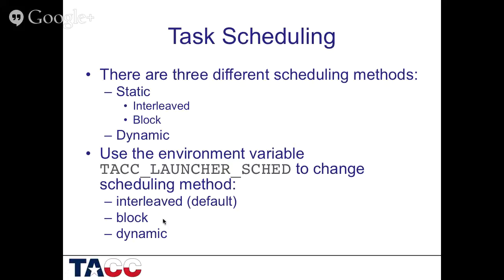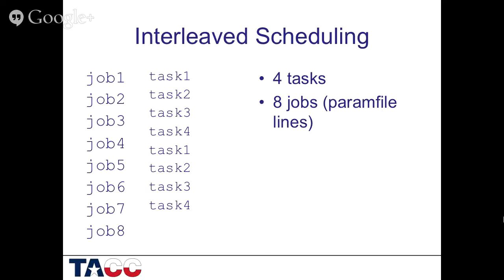Again, if you have jobs that are imbalanced, you don't know how long they're going to run, you want to probably take a look at the dynamic scheduling method. So if we do interleave scheduling, let's say I have 4 tasks and I have 8 jobs. What will happen here is job 1 will get task 1, job 2 task 2, job 3 task 3, right? It's just going to move along like that, and then interleave sort of repeat as we go on from there.